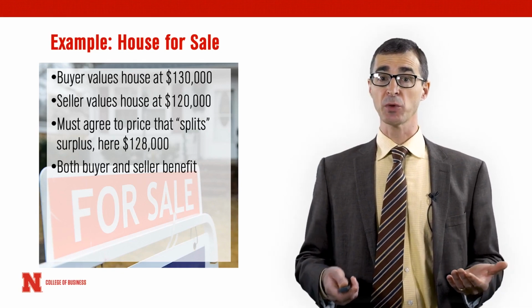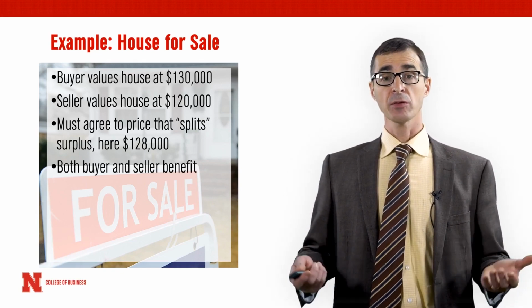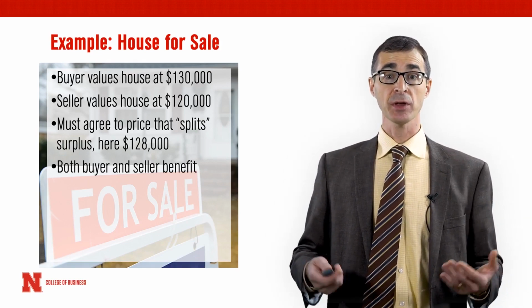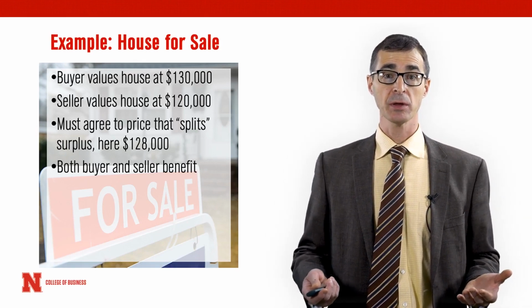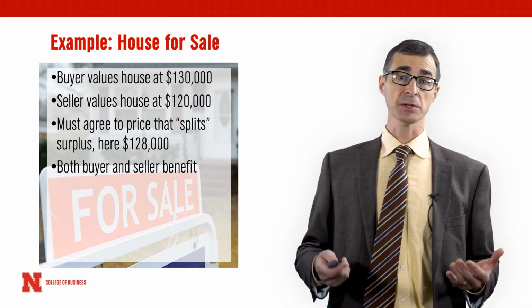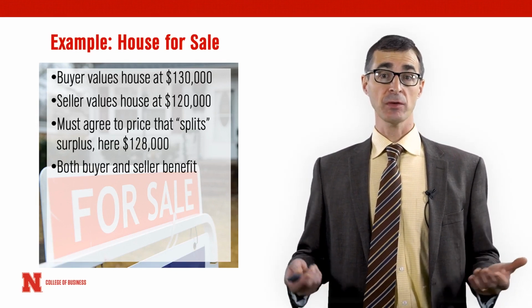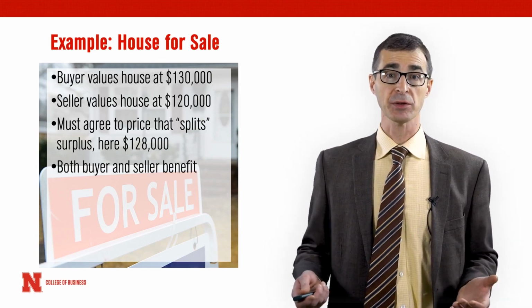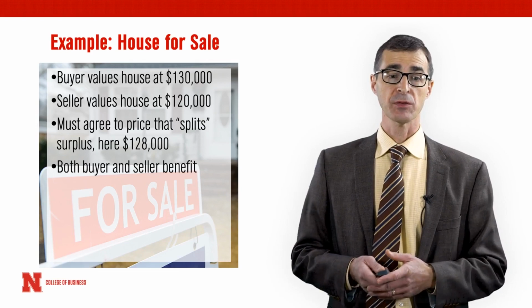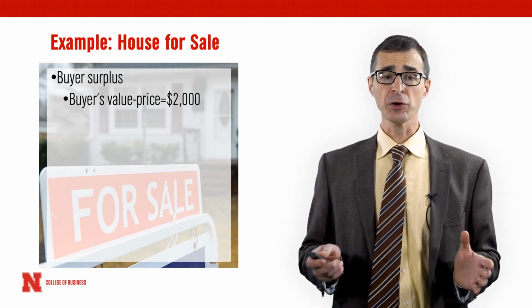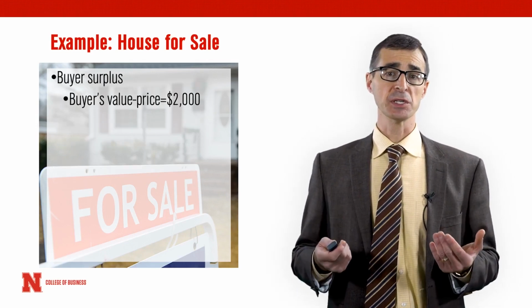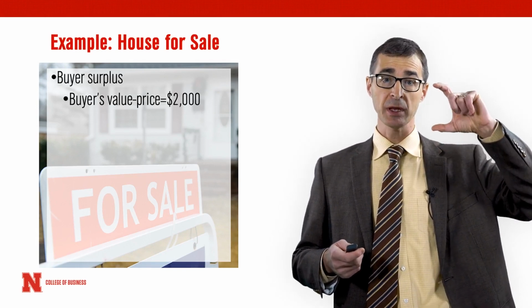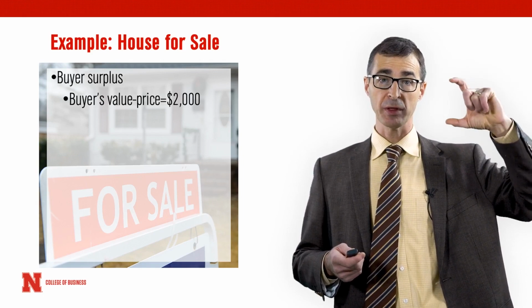The buyer is willing to pay up to $130,000, so they look at this transaction as if they have received for $128,000 an asset that they value at $130,000. On the other side of the transaction, the seller looks at this as receiving $128,000 for an asset that they really only value at $120,000. So it's a win-win in some sense. The surplus here is going to be split between the buyer and the seller, the surplus being the difference between the $120,000 and the $130,000.